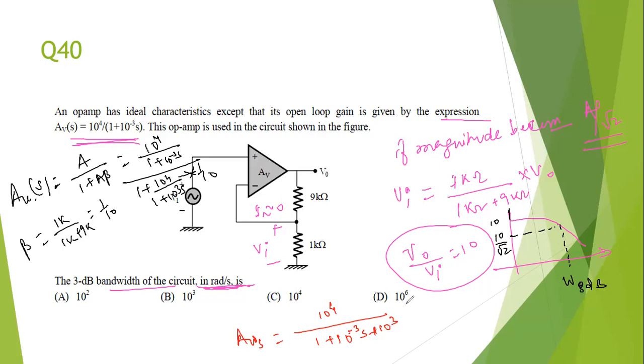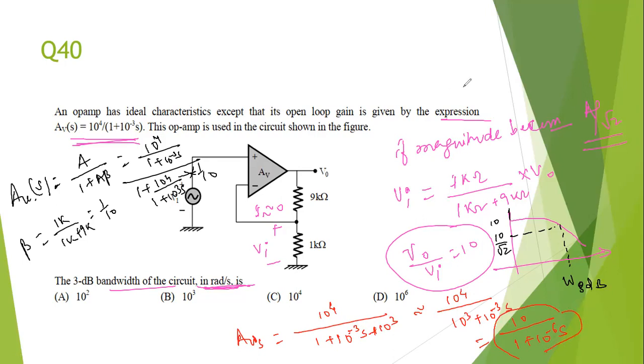So approximately you can write here 10 to the power 4 upon 10 to the power 3 plus 10 to the power minus 3 s, and you can write here 10 upon 1 plus 10 to the power minus 6 s. This is your voltage gain. This is your closed loop voltage gain.